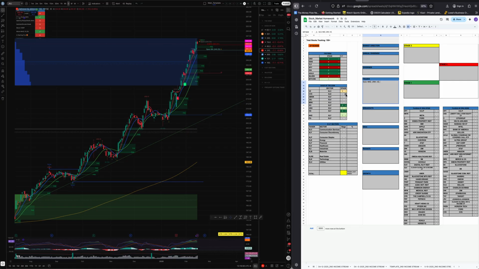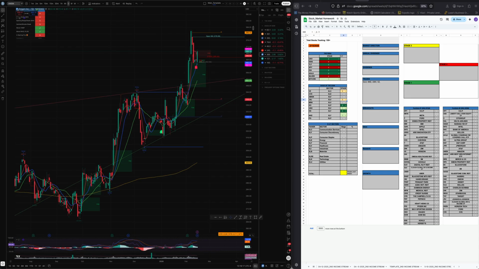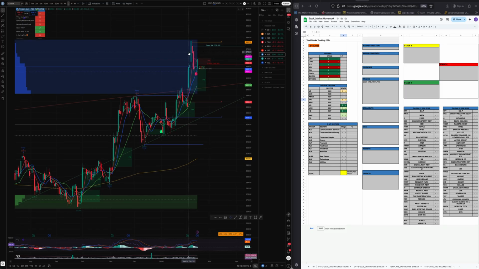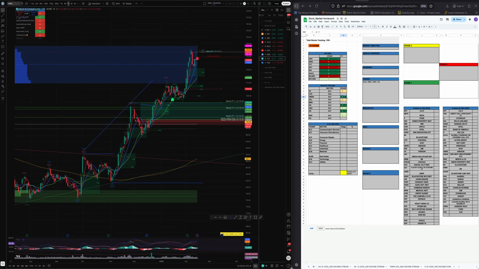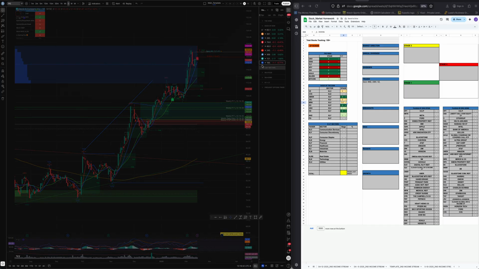Johnson & Johnson, three. It's been climbing since. Crazy. This is EMGN, two. Merck. PG.